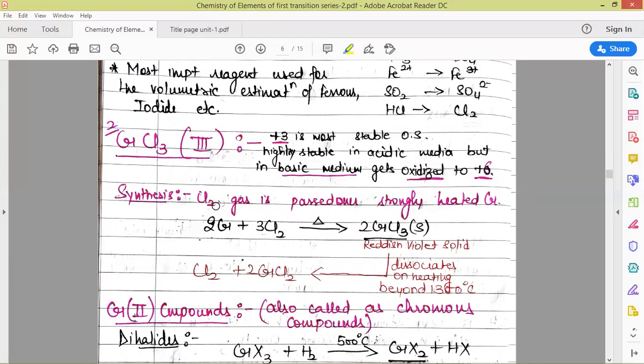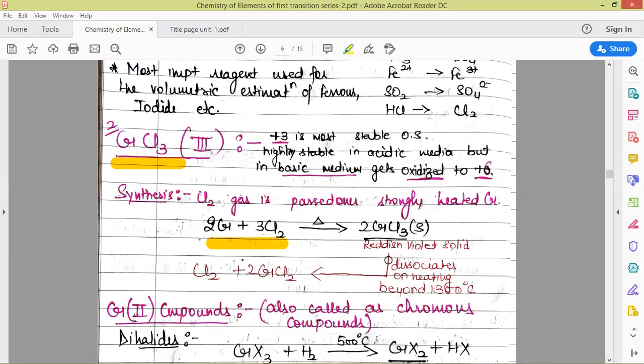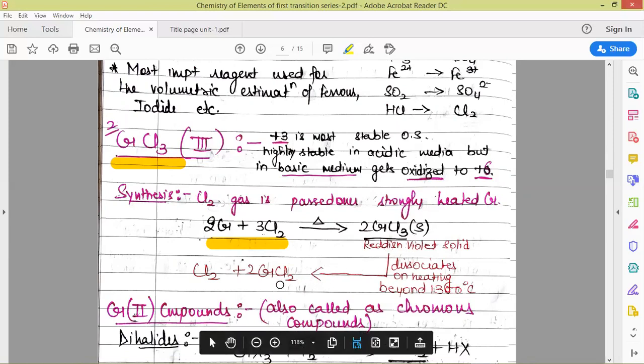Further, chromium chloride in +3 oxidation state, that is CrCl3, is prepared by the direct reaction of chromium with chlorine gas, and this leads to the formation of a reddish violet solid. This CrCl3 is a solid compound which is stable up to 1300 degrees Celsius, and if it is heated above 1300 degrees Celsius, it decomposes to the chromous compound of chloride, that is chromous chloride, CrCl2.